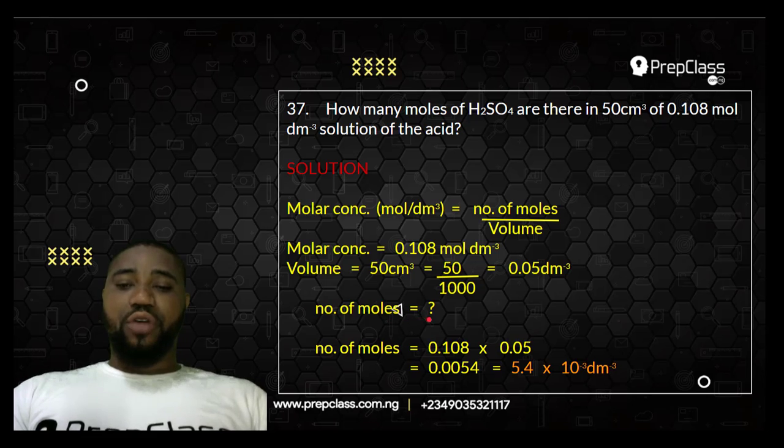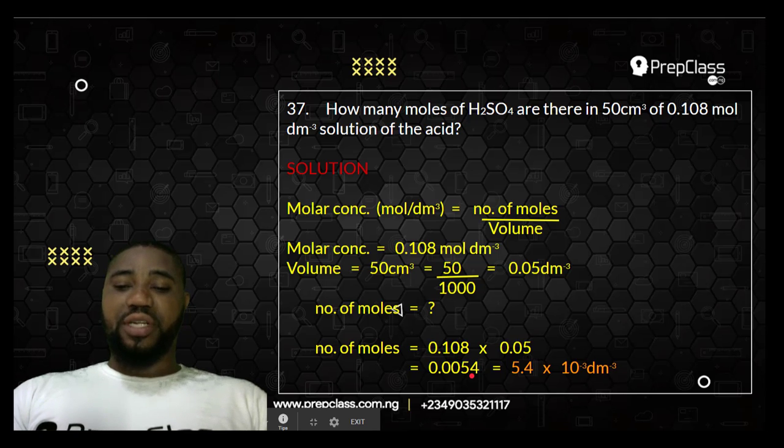Now you're looking for the number of moles, which is not given. From this formula, for you to get the number of moles, you can easily cross multiply: number of moles equals molar concentration times volume. It's very simple. This times this will give you 0.0054. When you convert it to standard form, move the decimal point 3 times: 1, 2, 3.